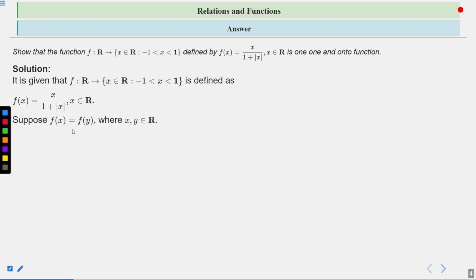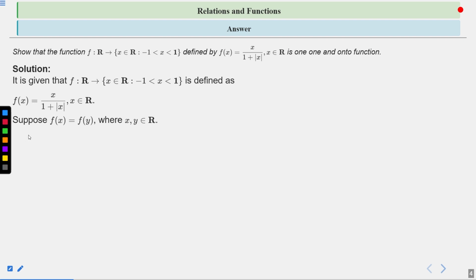Suppose what we have to do is take f(x) equal to f(y). We might also take f(x1) equal to f(x2); this is just a variable x or y, or x1 or x2. Got it? So if f(x) is equal to f(y), then we basically have to prove by the analytical method that x should be equal to y. Then only the function will be one-one.